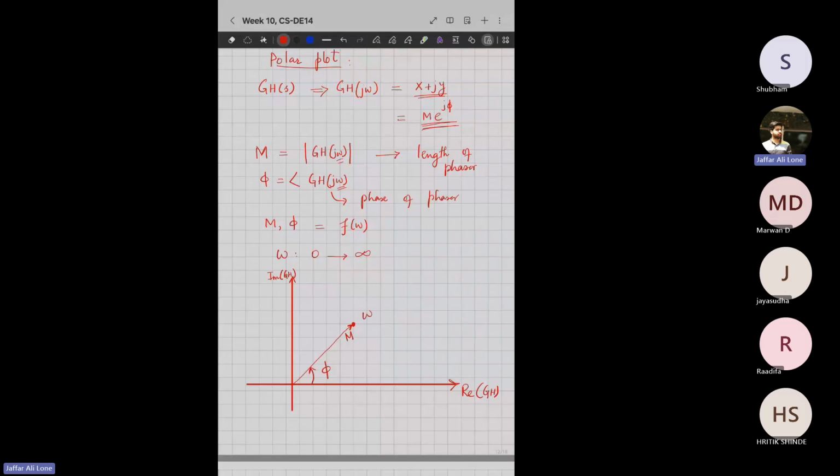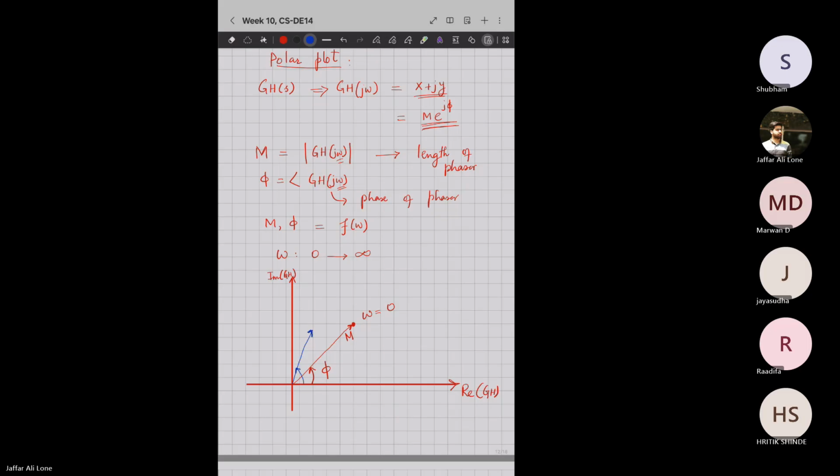Let's assume this is for some frequency omega. Now I vary the frequency, and I get another magnitude and another phase.